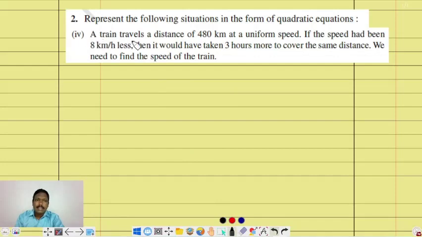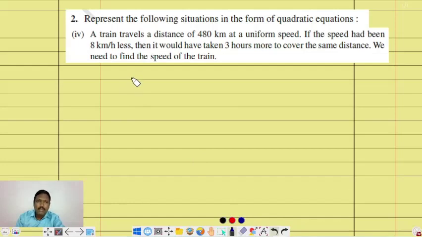See the question. A train travels a distance of 480 km at uniform speed. If the speed had been 8 km per hour less, then it would have taken 3 hours more to cover the same distance. We need to find the speed of the train. See, this question is very important. Okay, so let us do it.